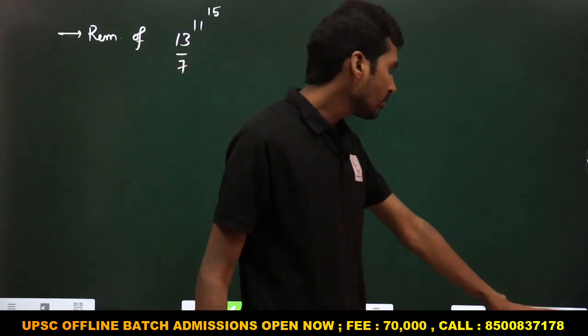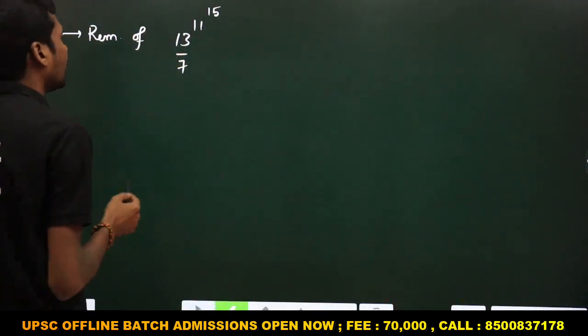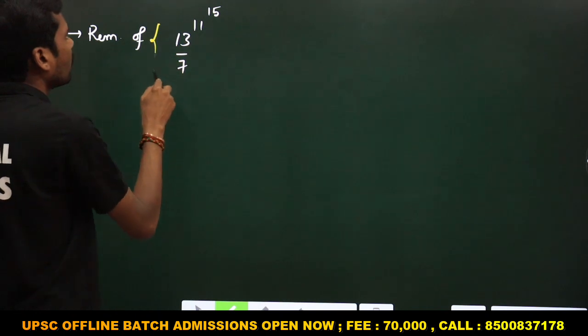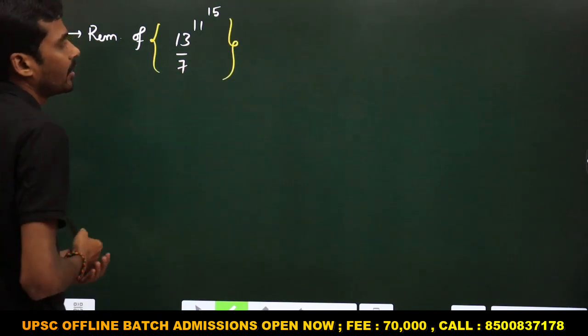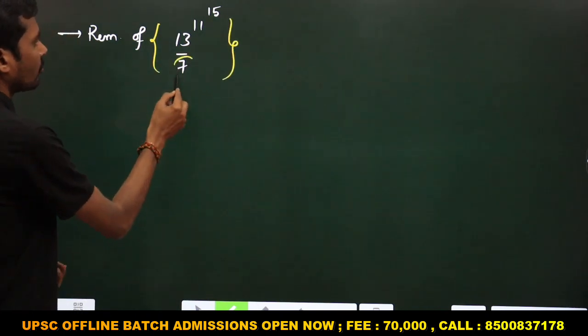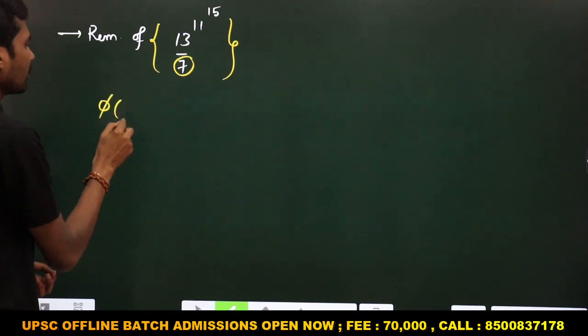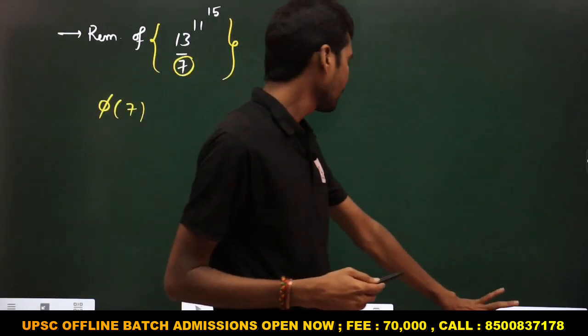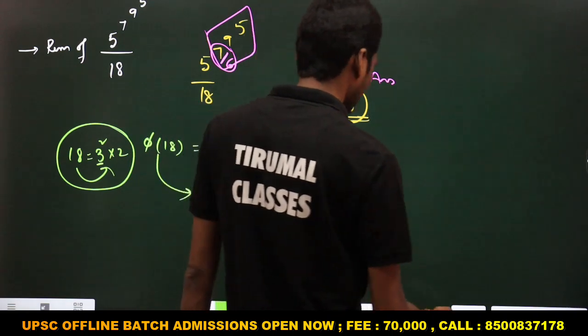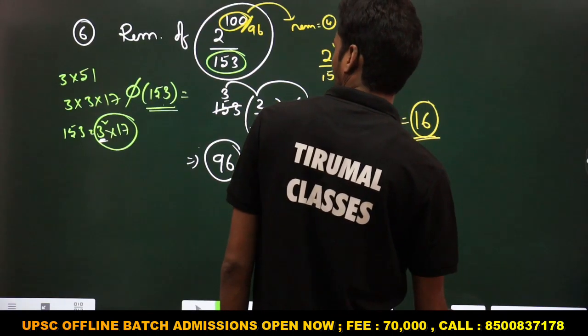Okay, so let's look at another one. Now you have to find out the remainder of 13 to the power of 11 to the power of 15. First take the pi of 7 value. You remember that pi of 7, I think we have already found the 7 value.